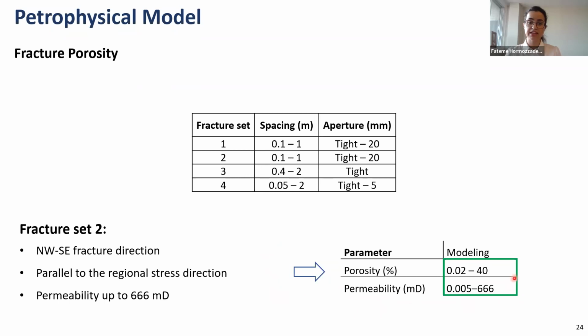If we have these fracture sets in the subsurface, we can have porosity up to 40% and permeability up to 666 millidarcy. They are related to northwest-southeast fractures, which are parallel to the regional stress direction in the study area.